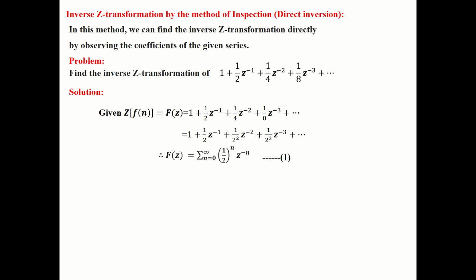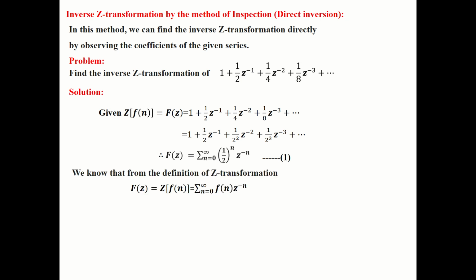Now we know the Z transformation formula, Z of f of n, which is equal to summation n equal to 0 to infinity f of n Z power minus n. This is equation number 2. The left hand sides of 1 and 2 are the same, capital F of Z, capital F of Z. Therefore, the right hand sides are equal. Therefore, summation n equal to 0 to infinity 1 by 2 power n Z power minus n is equal to summation n equal to 0 to infinity f of n Z power minus n. Right? Now we can compare both sides.